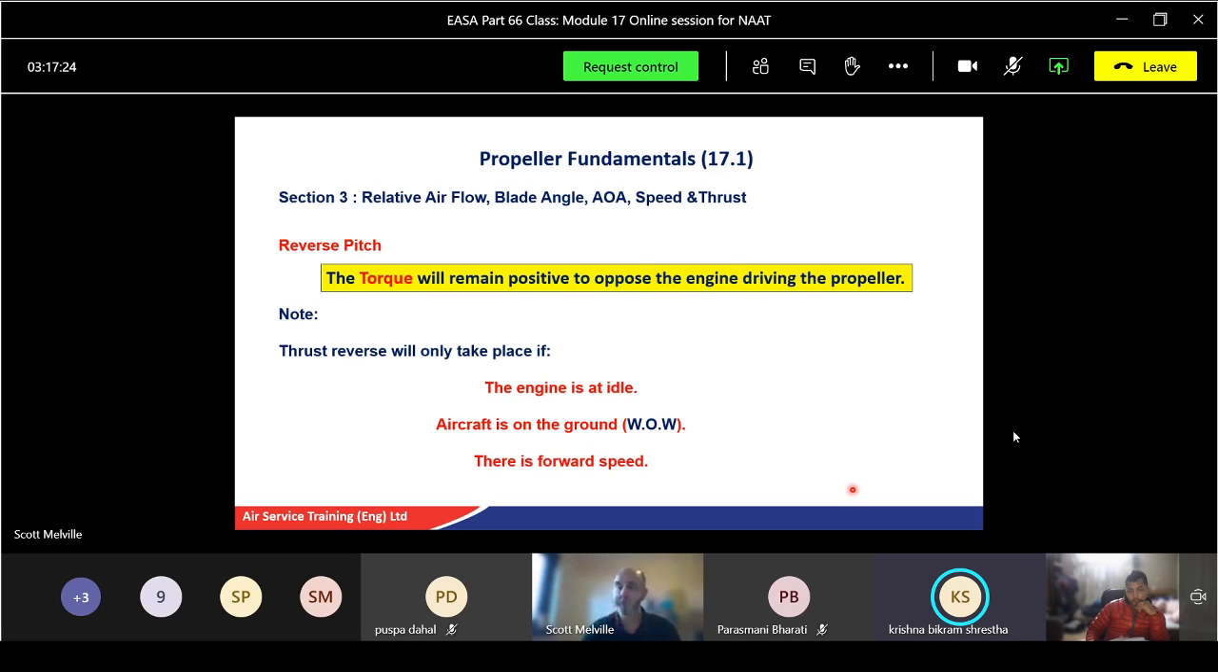And there is forward speed. There's no point in having reverse thrust if you're not going forward. If you're going backwards, unless you need to go further backwards, yes, you can reverse thrust. So you bring the throttle to idle, there'll be a mechanical stop, push that back, go into your beta range, which is reverse thrust, and then you'll get your negative angle of attack to help slow down as well. Again, no point in having reverse thrust at maximum power, because that'll just rip up.